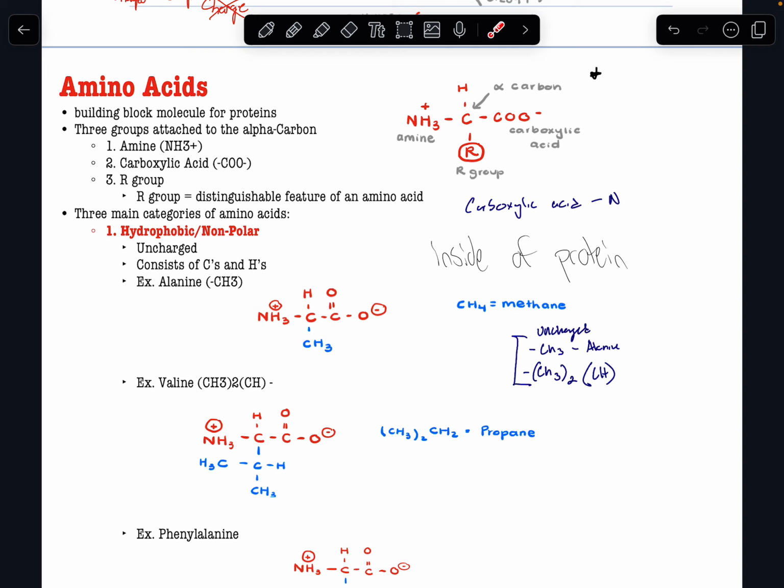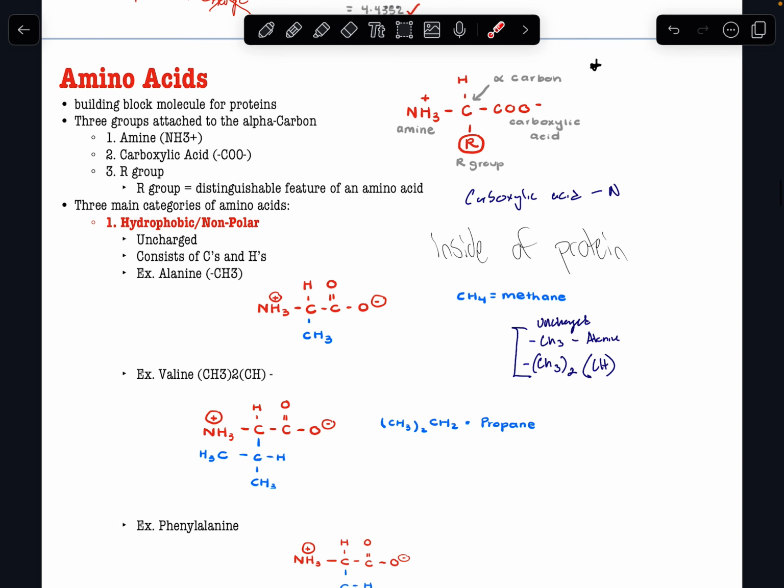So what we need to talk about here are different categories of amino acids, and these categories are based on the R group, which is right here. What R groups do is basically determine what role this amino acid is going to play. We're going to have three main categories to start off, and each of these three main categories is going to have some subgroups going along with it.